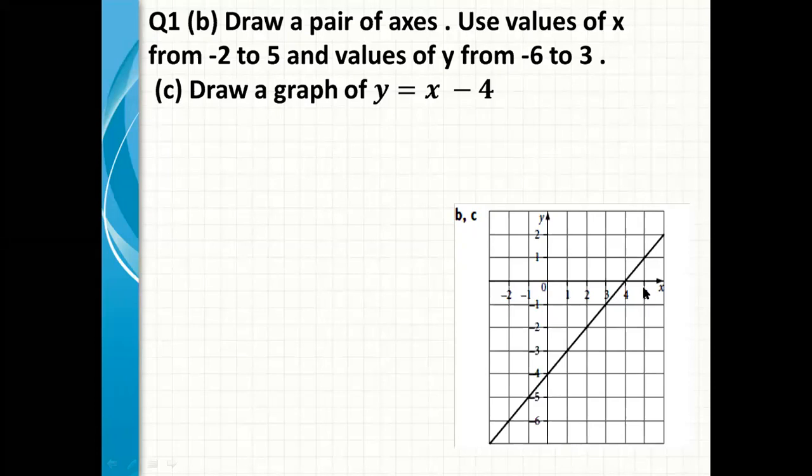You don't need more numbers. And the values of y, negative 6 to 3. So this is from negative 6 up to 0, and only 1, 2. This is the third one actually here. When you draw the axis, you can just complete the points that we did in the previous part, part A.